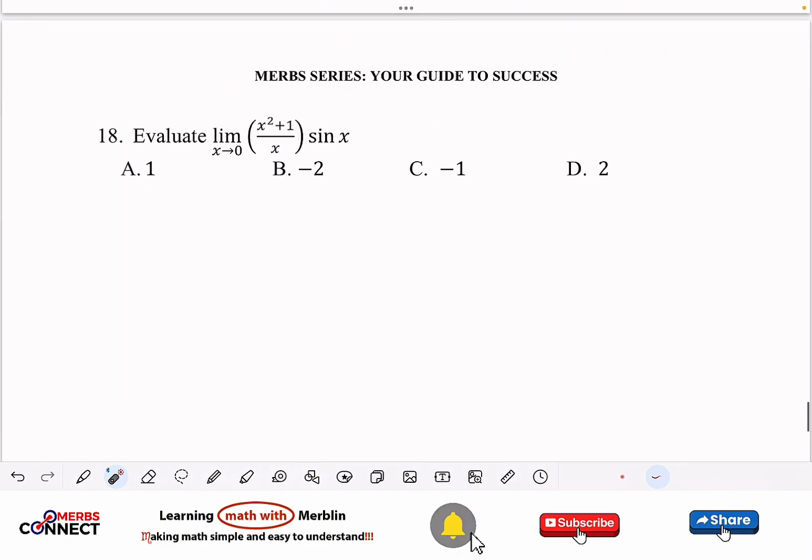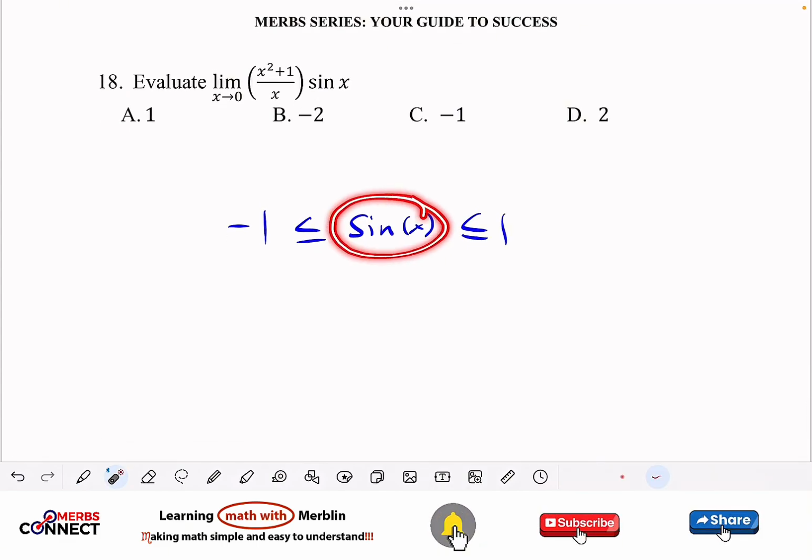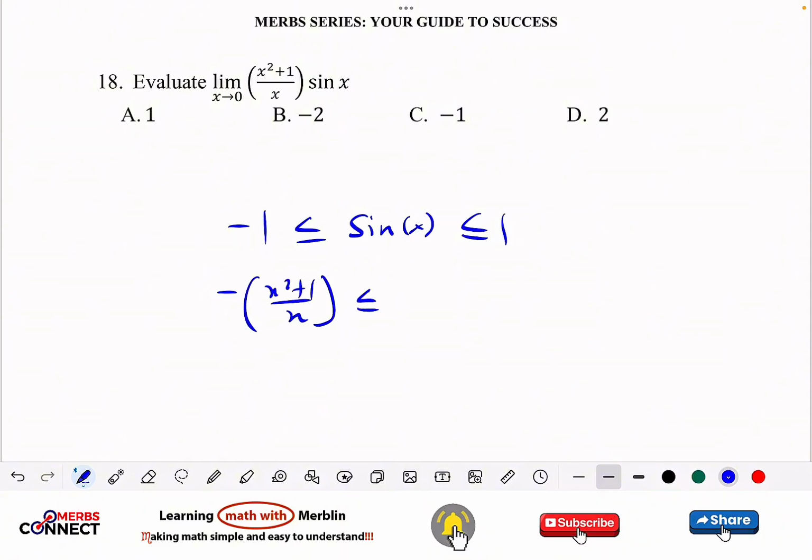Let's look at this. Anytime you have squeeze theorem questions like this, it's very nice to work with them. So what are we going to get for this? Let's use the squeeze theorem. First, we know that sine is bounded by minus 1 and 1. Since we have sine here, we need to form this function. We see that sin x is multiplied by this, so I'm going to multiply through by the expression in the parentheses. So I have minus x squared plus 1 divided by x is less than or equal to x squared plus 1 divided by x times sin x, which is less than or equal to x squared plus 1 divided by x.